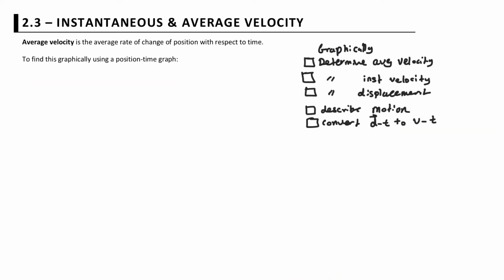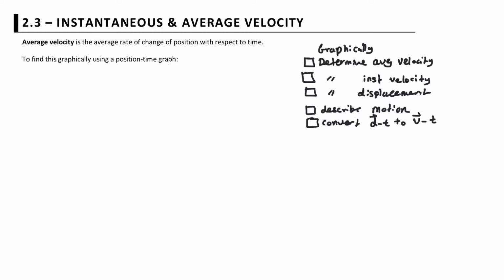Alright, in this video we're going to be looking at a few things. So we're focusing on graphical techniques, and graphically we want to determine how we can find average velocity, instantaneous velocity, displacement, how to describe motion, and how to convert a position time graph to a velocity time graph.